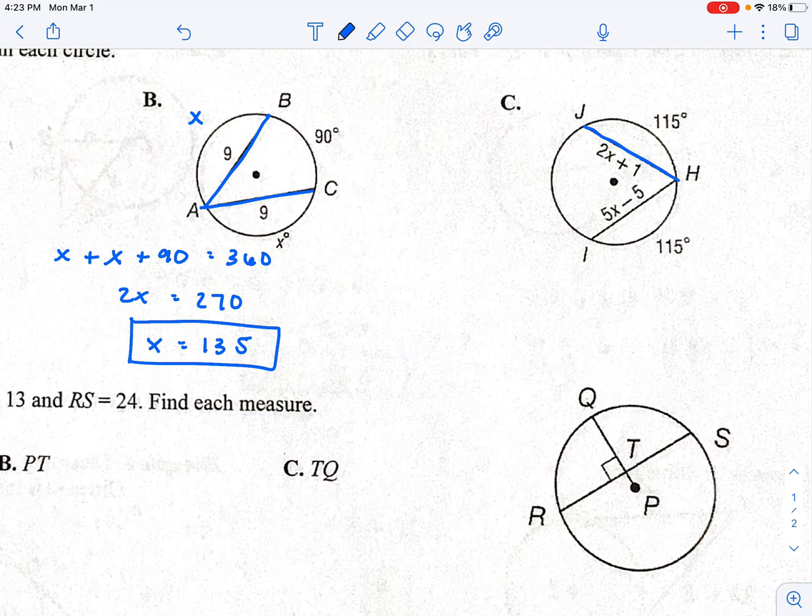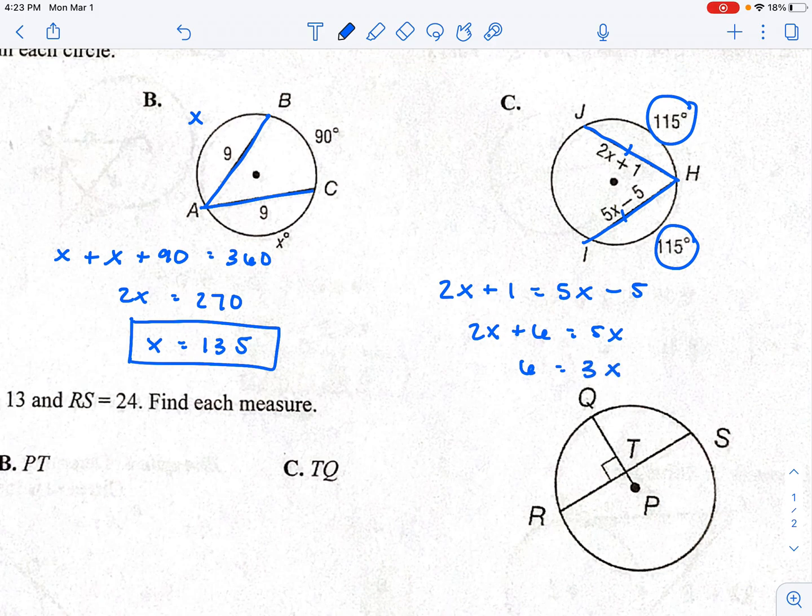These here, we've got our chords JH and HI. All right, they don't have marks on them, but it does say that their arcs are the same. So if their arcs are the same, I know those chords are going to be the same. So I can say 2x plus 1 equals 5x minus 5. I'm going to add that 5 over, then subtract that 2x, divide by 3, and I get x is 2.